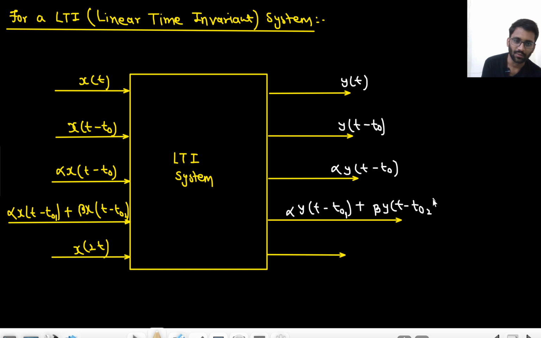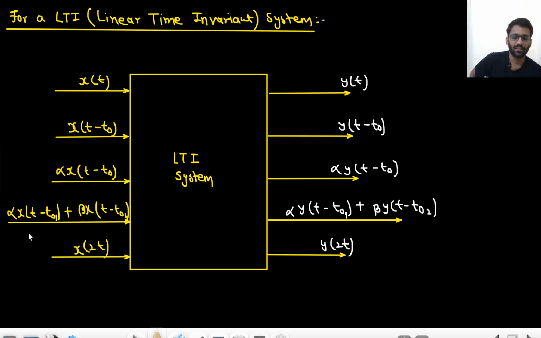T minus t naught 2, right? And x of 2t will simply be y. Those placement guys who are watching this video for placements don't need to worry. This much is all you need to know. When I say you will be studying this in signal systems or AC analysis, that is for those preparing for GATE. They need to know it in a much deeper manner. For placement, this much would be enough.